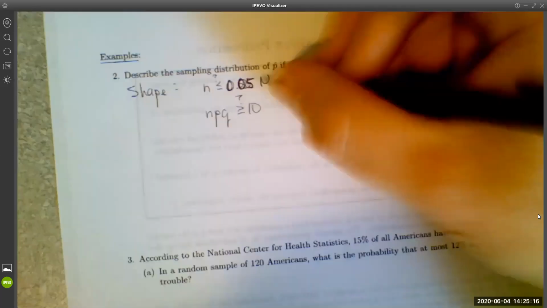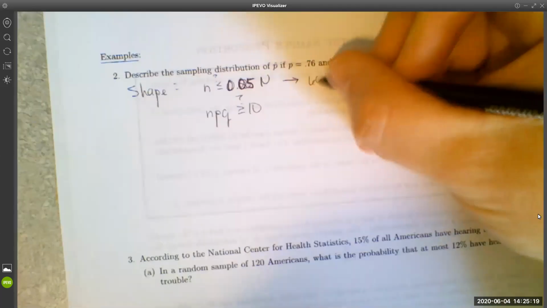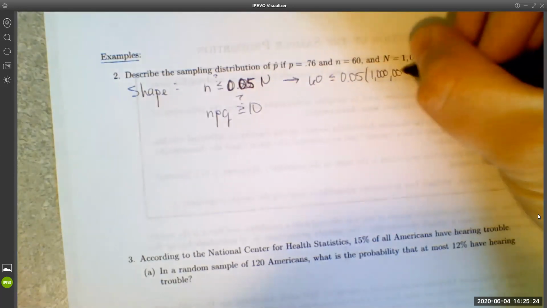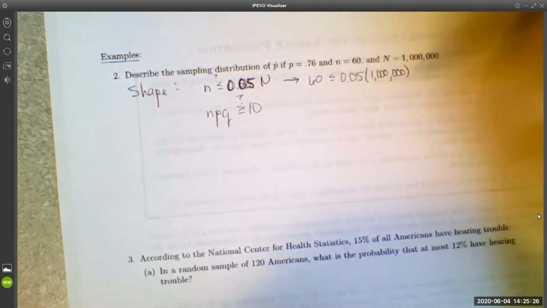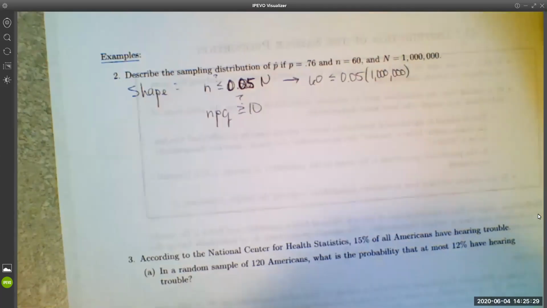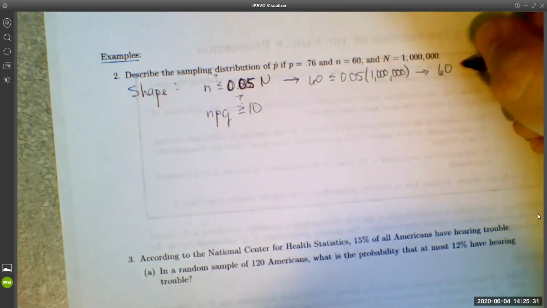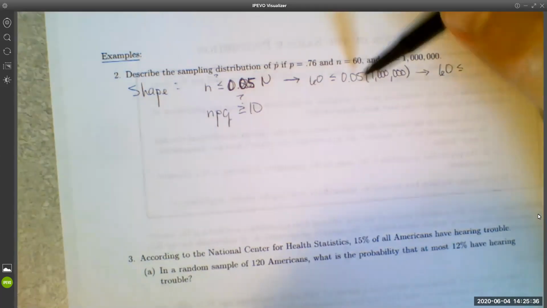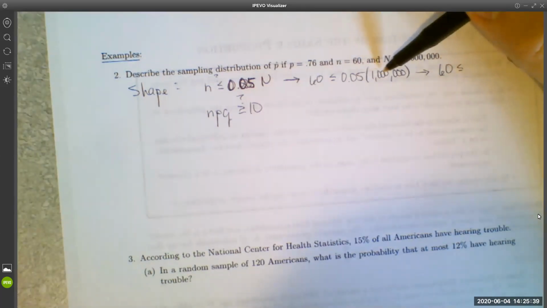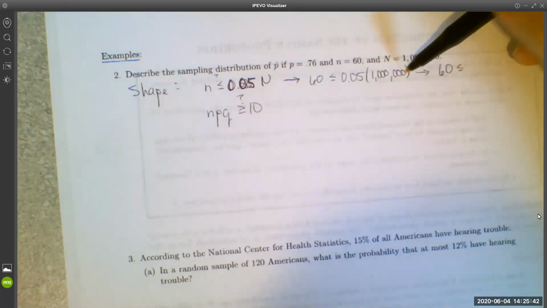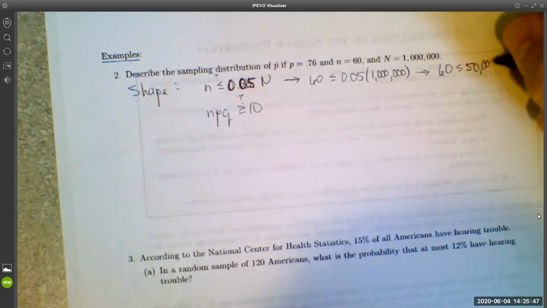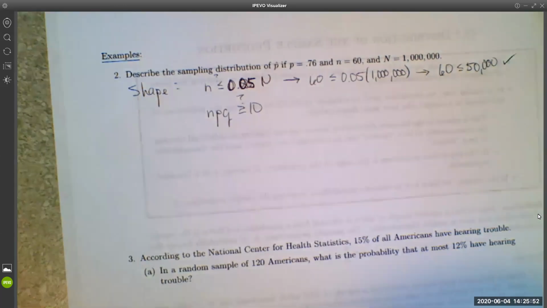To test the first one, our sample size was 60, and our population size was 1 million. I'm pretty sure that this is safe to say. 5% of 100 would be 5, so 5% of 1,000,000 would be 50,000. Yeah, 60 is definitely less than 50,000. So that condition is met.